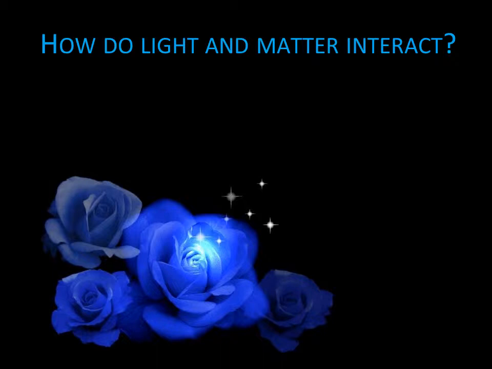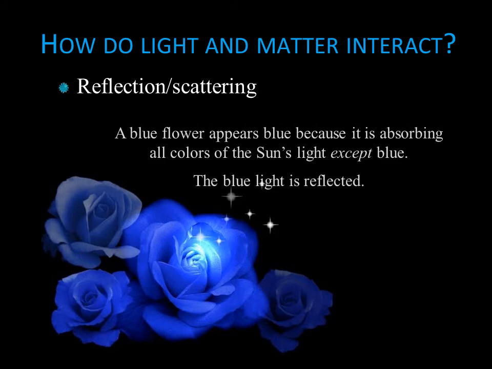Finally, light can interact with matter by reflecting and scattering. Light can bounce off matter, leading to what we call reflection, when the bouncing is in all the same general direction, or scattering, when the bouncing is more random. The reason a blue flower looks blue in the sunlight is because it's absorbing all of the colors of the sun's light except blue. The blue gets reflected. A lawn of green looks green because it absorbs all the colors of the sun's light except for green. The green gets reflected.